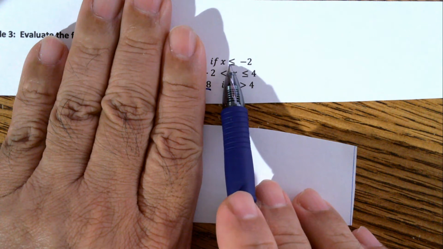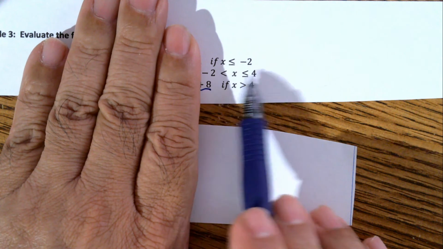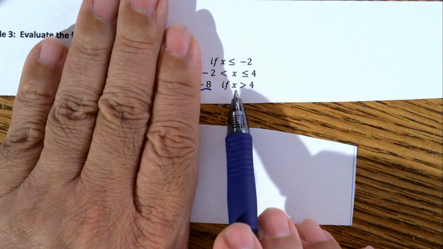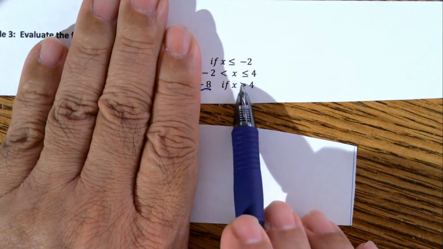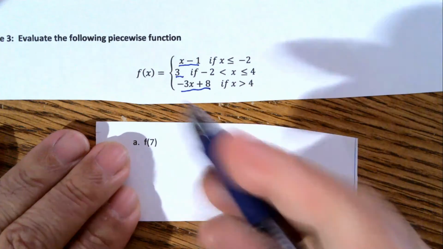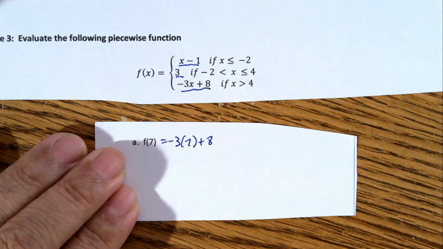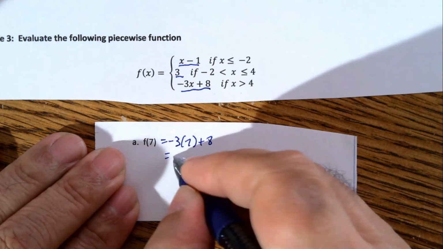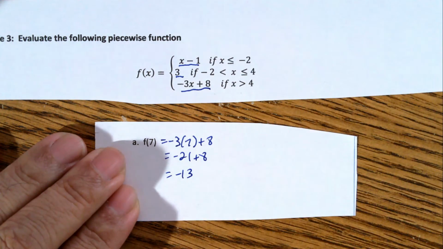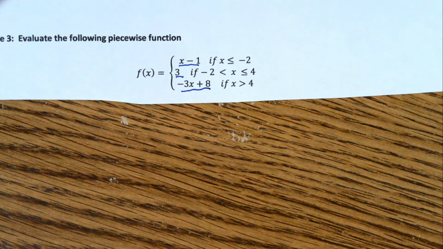Is 7 less than -2? No. Is 7 between -2 and 4? No. Is 7 bigger than 4? Yes. So 7 makes this part true. 7 is greater than 4, so we're going to use this expression: -3 times 7 plus 8. That gives me -21 plus 8, which is -13. That is example A. Let's move on to example B.